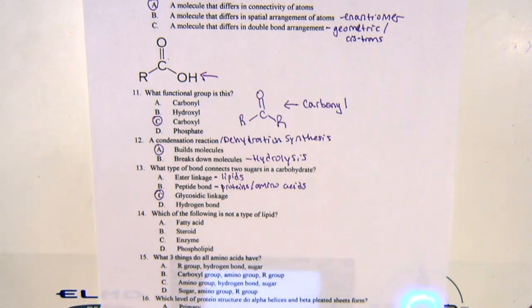Which of the following is not a type of lipid? It would be C, an enzyme, because an enzyme is a type of what? Protein.